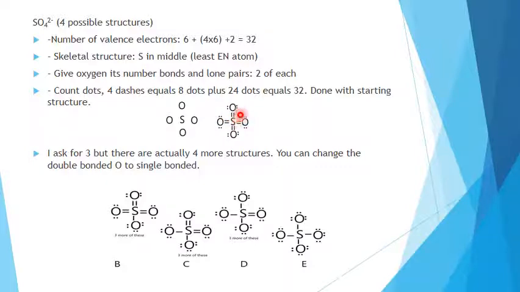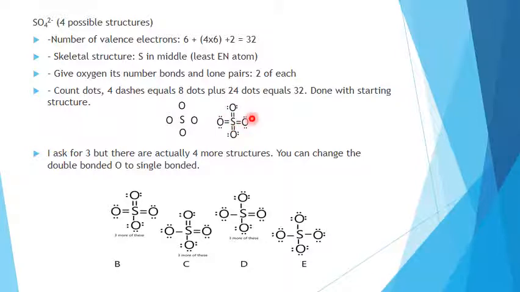Don't care about the sulfur right now. And then what you do is you count up all the dots. Each dash is 2. So there are a total of 8 dashes. So that's 8 times 2 is 16. And then there's 16 dots. So you have 32 dots, just like the total number of valence electrons. So this possibly could be a structure.